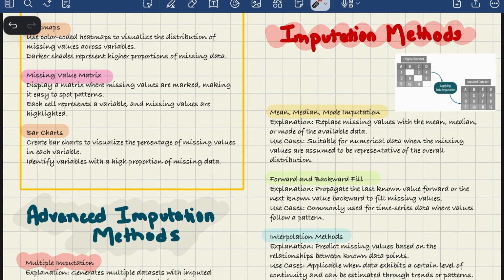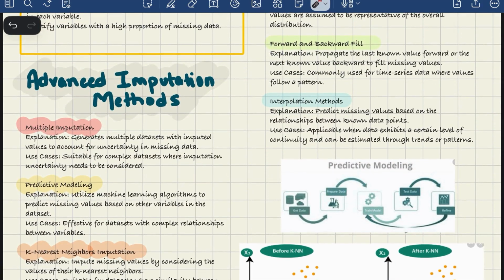So interpolation assumes the missing point lies along a reasonable trend. If the data is highly erratic, then interpolation may produce a misleading estimate. That is why it is very important to analyze which method we are using. All right, so what are the advanced imputation methods? Let's have a quick look at these.